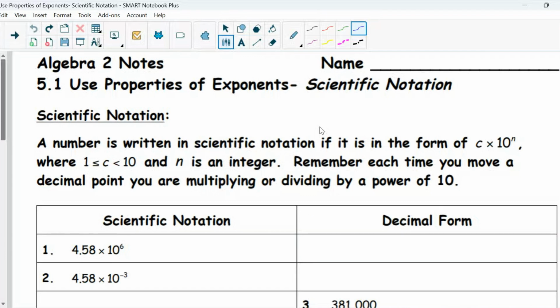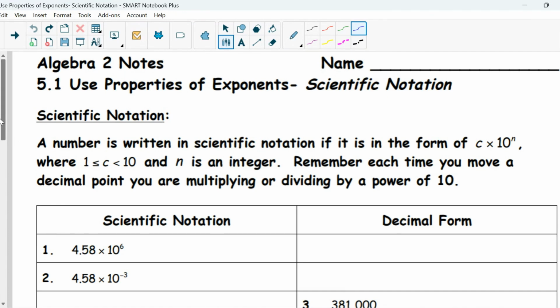This is day 3 of 5.1. So scientific notation, quick definition: a number is written in scientific notation if it is in the form c times 10 to the nth power, where c is anywhere between 1 and 10, which just means it's a single digit number, and n is an integer. Remember, each time you move a decimal point, you are multiplying or dividing by a power of 10.